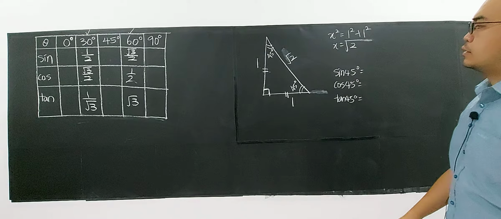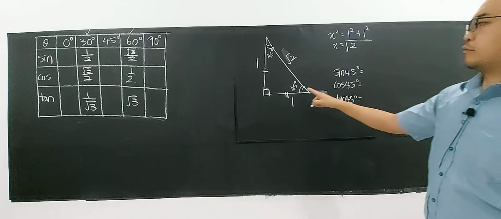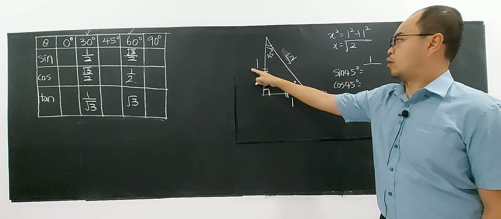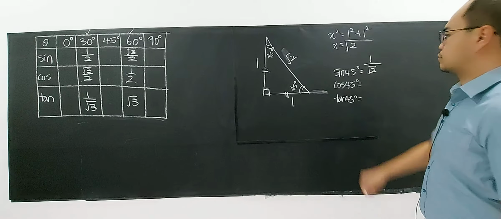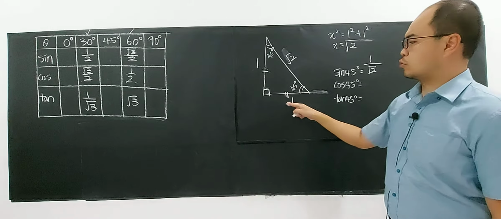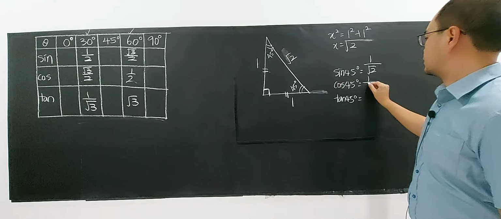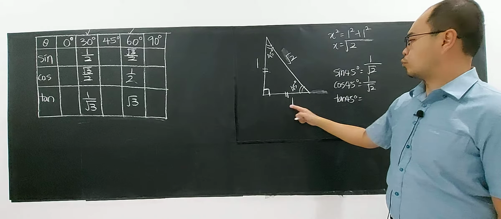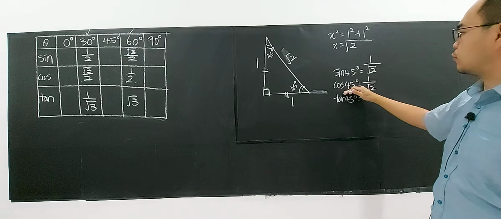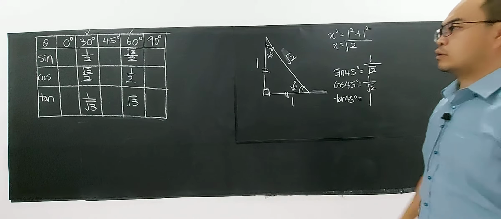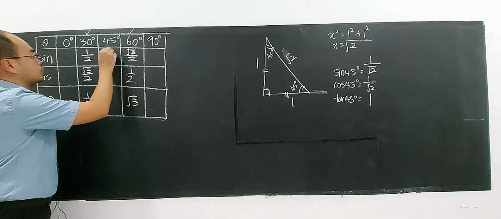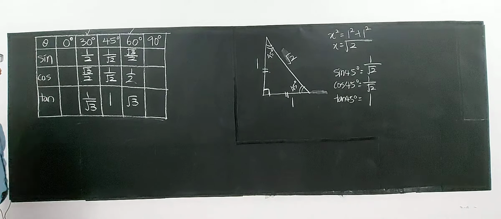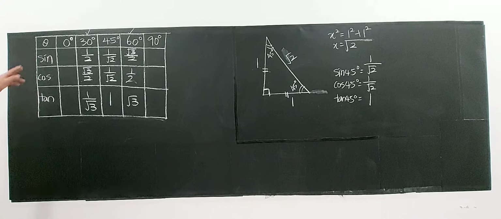Sine 45 is opposite over hypotenuse, 1 over square root of 2. Cos 45 is adjacent over hypotenuse, also 1 over square root of 2. Tangent 45 is opposite over adjacent, which is 1, or you can take sine 45 divided by cos 45 and also get 1. So the values are 1 over square root of 2, 1 over square root of 2, and 1. How about sine 0?